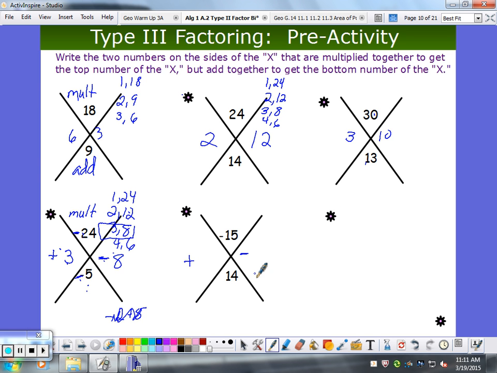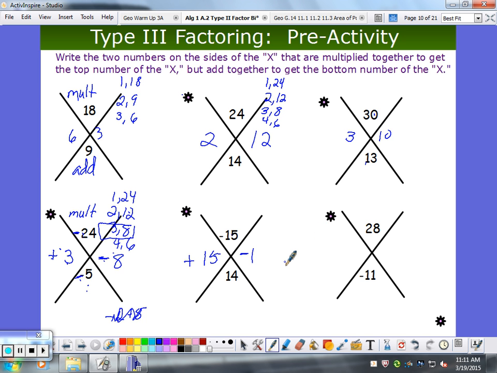Now, which one's positive and which one's negative? This is a positive number. Yeah, Claire? So the 15 is positive. The bigger number matches the sign. See, the bigger number matches the sign. And check it. Believe me, the first few times and even the 10th, 50th, 100th time, I still make this mistake. So 15 times 1, okay. Add them.